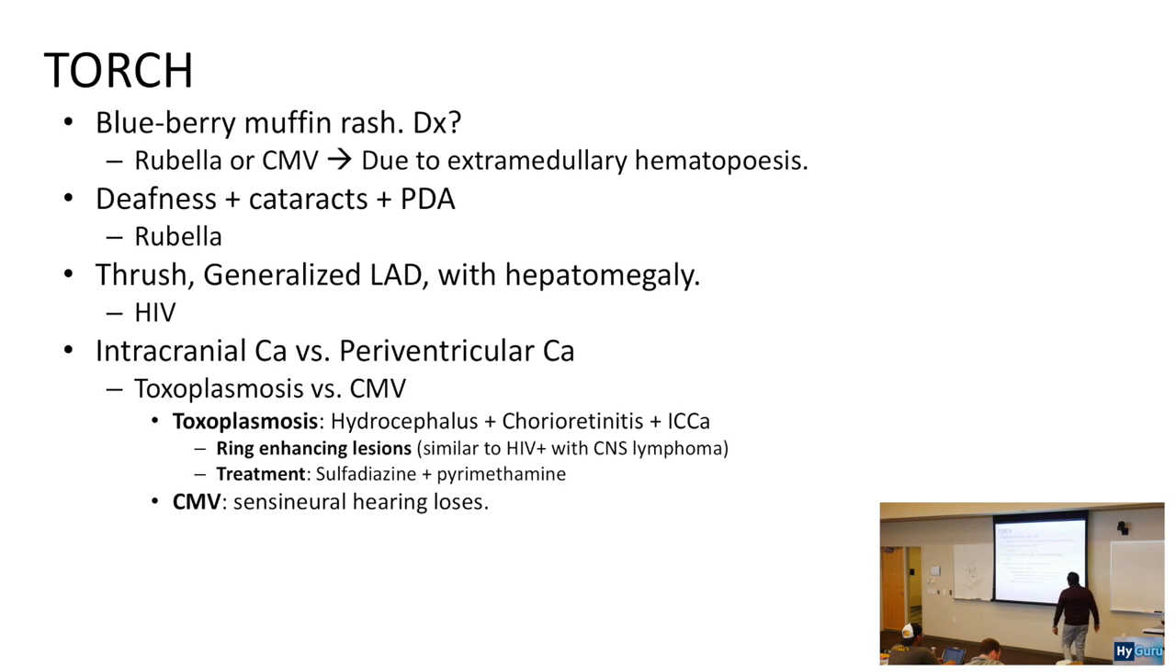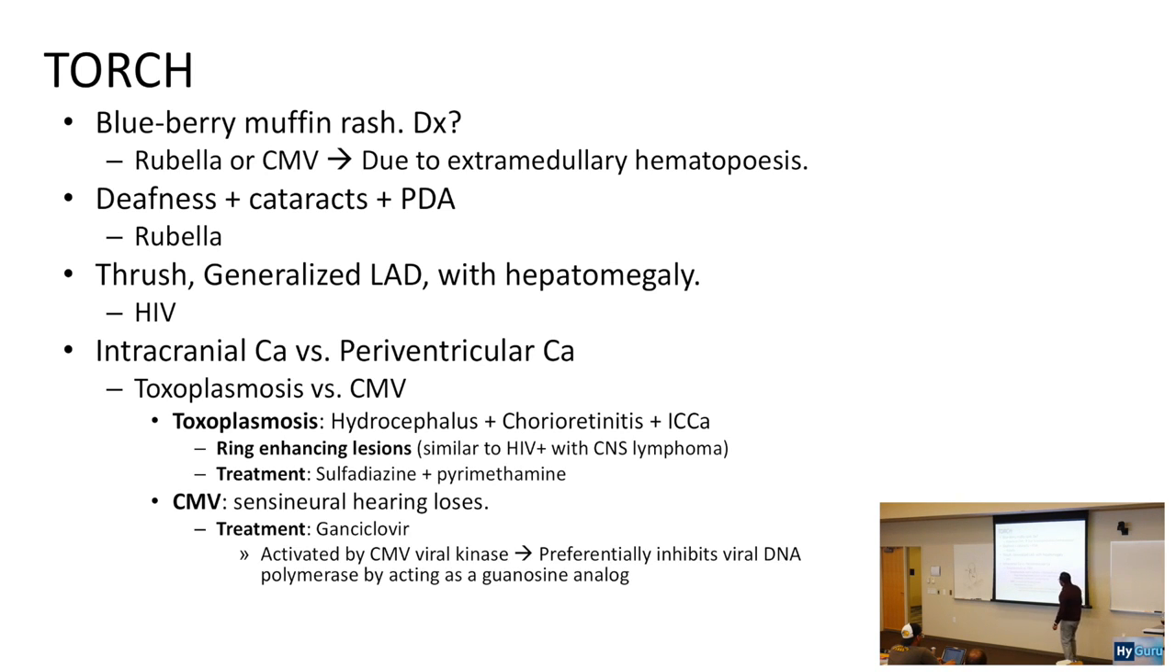Related to CMV. And CMV is related to periventricular. So I think of CMV as the calcifications being peri-C or around the C, periventricular. And that is also related to sensorineural hearing loss. The treatment of CMV, ganciclovir, whereas toxoplasmosis, sulfadiazine, pyrimethamine. Remember that ganciclovir is going to be activated by a CMV viral kinase, and that ganciclovir, now activated by the kinase, is going to preferentially inhibit viral DNA polymerase.